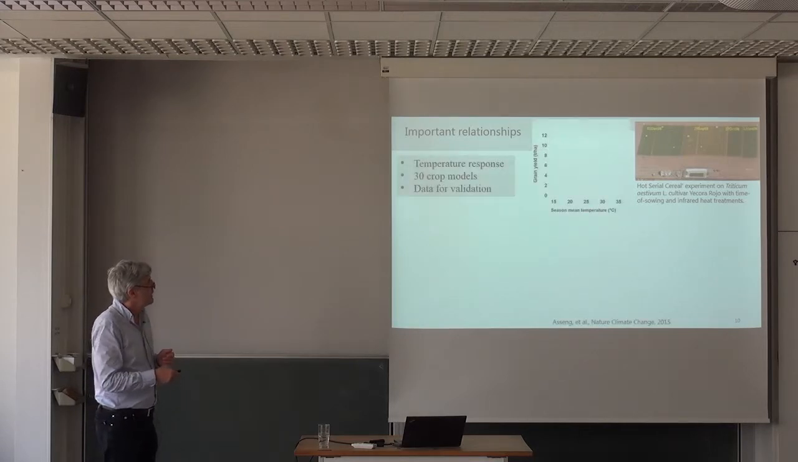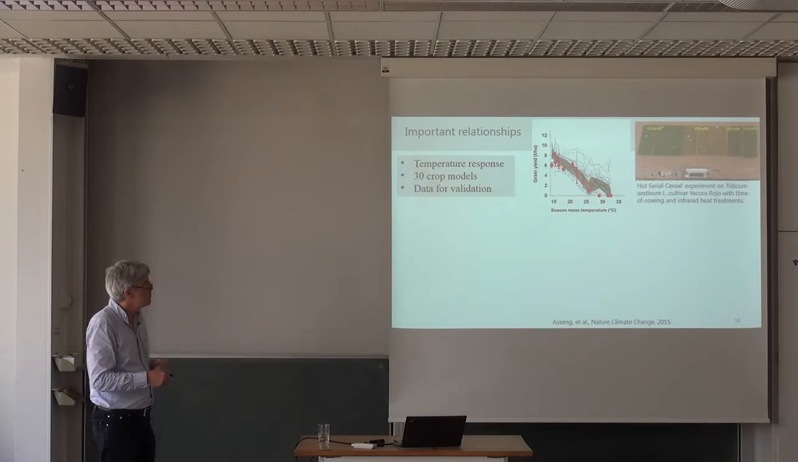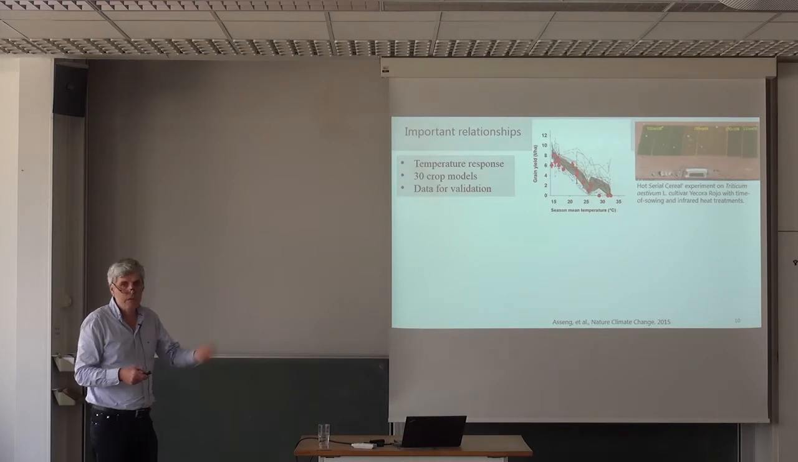And they were able to obtain this relationship which you see here between grain yield and seasonal mean temperature, and the dots represent the observations. And the green line represents a median of 30 models that have been applied to this experiment.